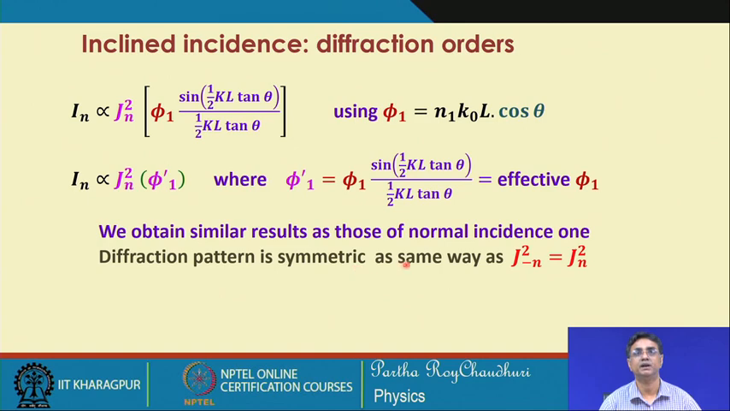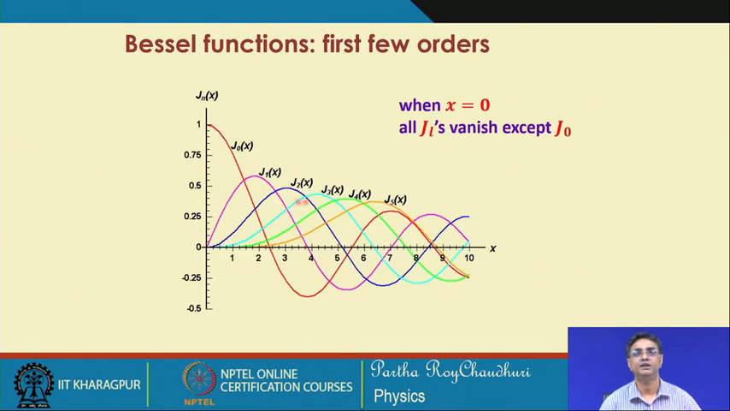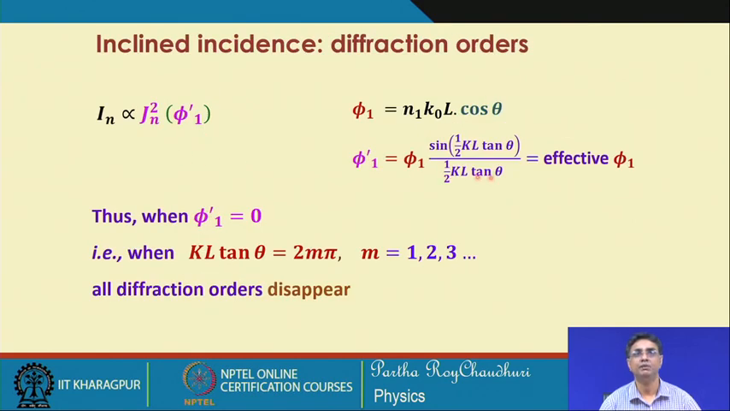So, the diffraction pattern is symmetric as we obtained in the earlier cases, because of this identity of the Bessel functions. So, for oblique incidence we find that it is the same, but the effective value of phi is now modified. Now, there is an interesting situation that arises when you have this phi dash equal to 0.